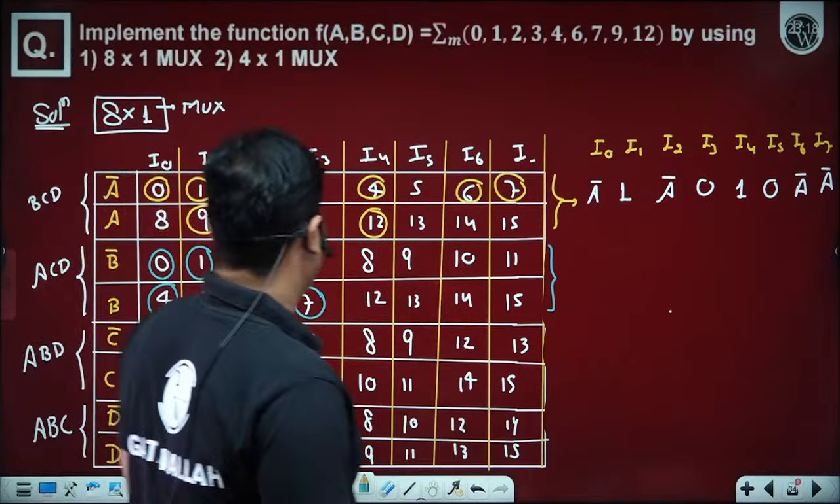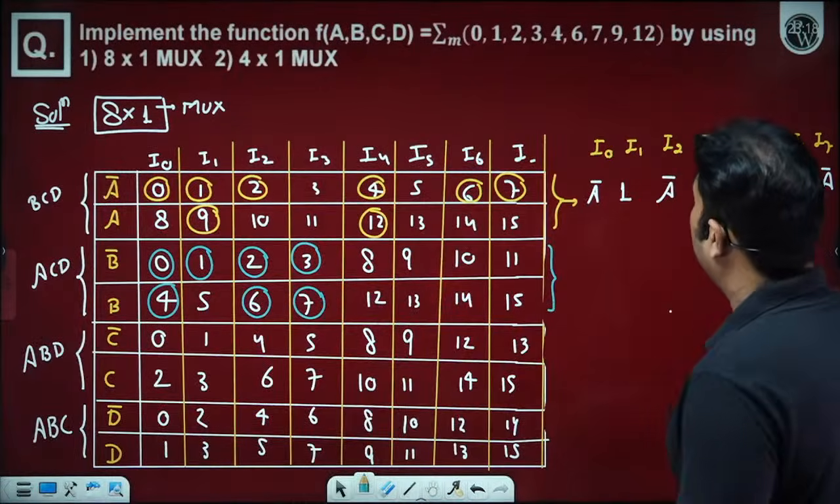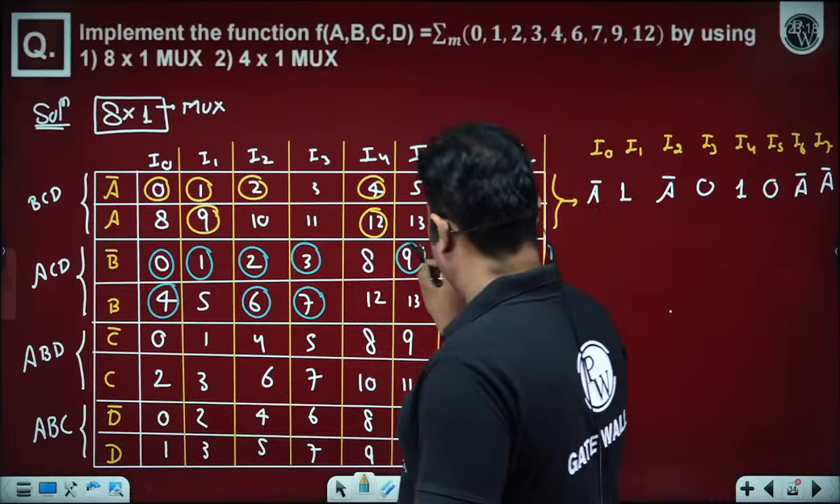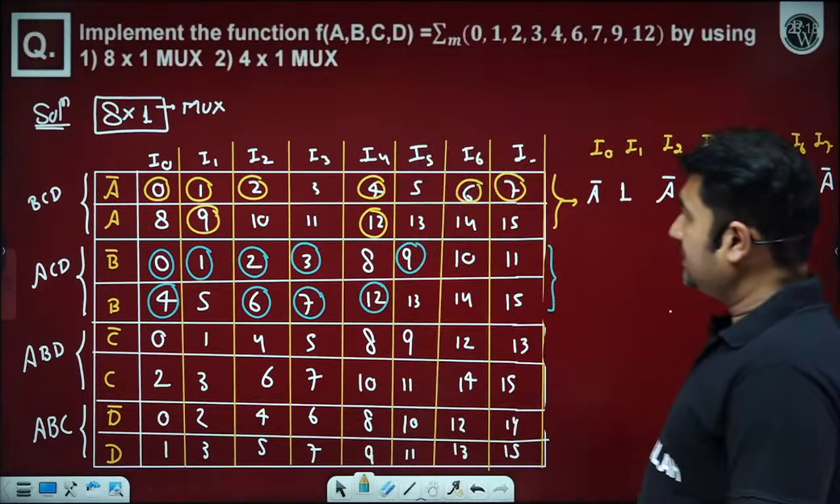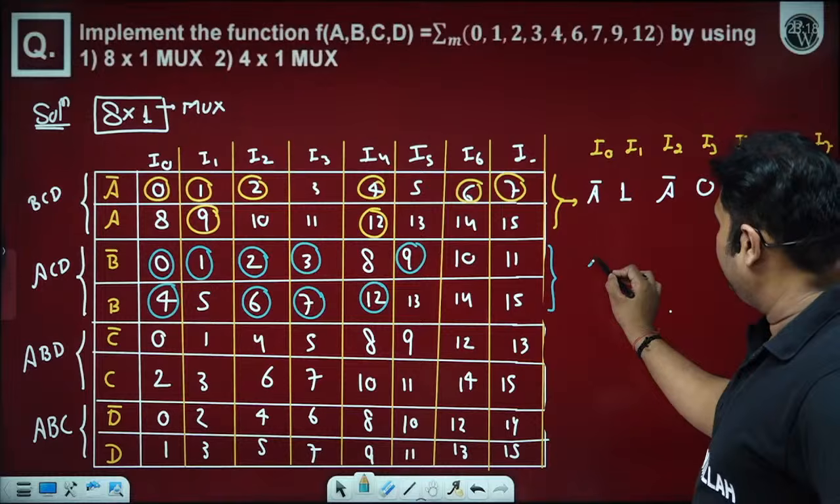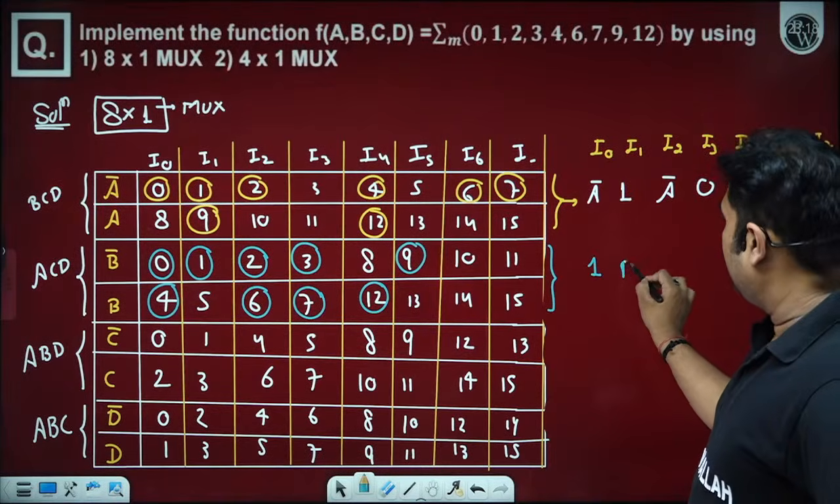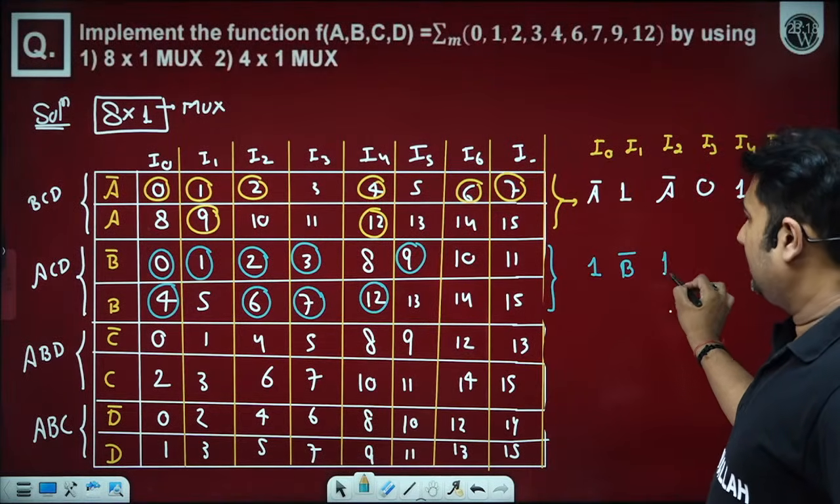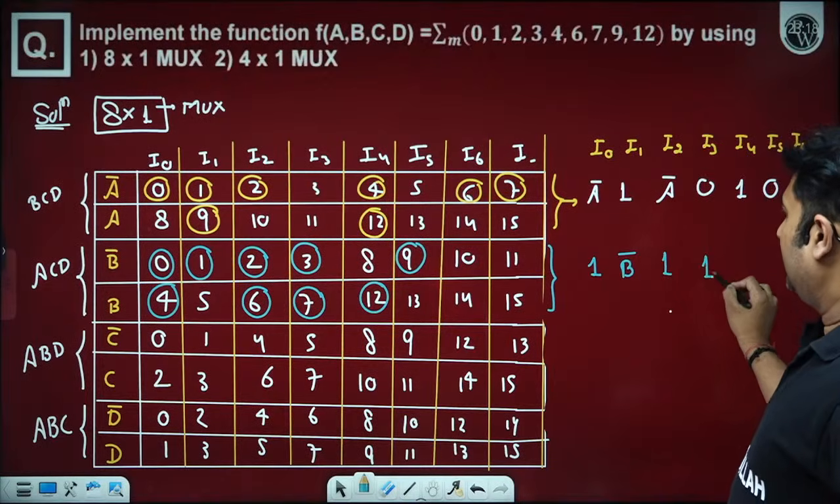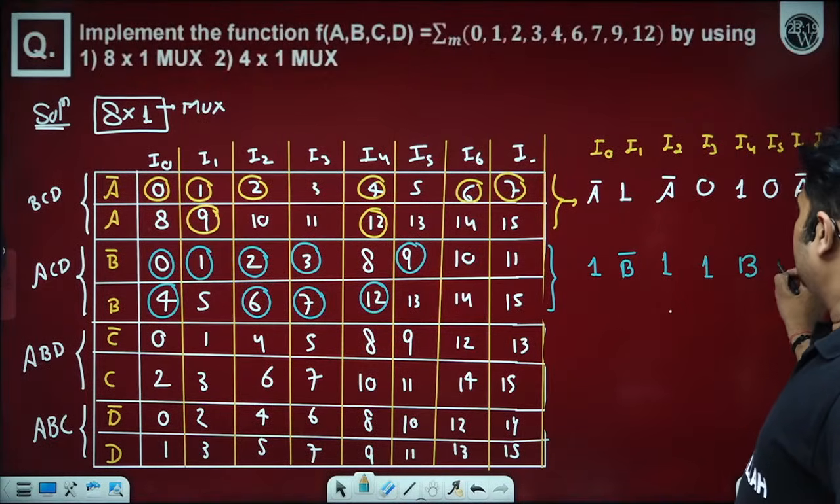For this, 0, 1, 2, 3, 4, 6, 7, 9 and 12. What are we getting, beta ji? We are getting, sir, logic level 1, logic level B bar, logic level 1, logic level 1, logic level B, logic level B bar, 0, 0.